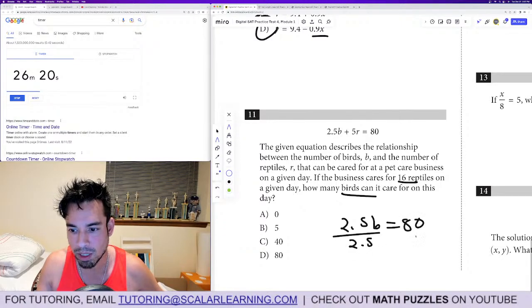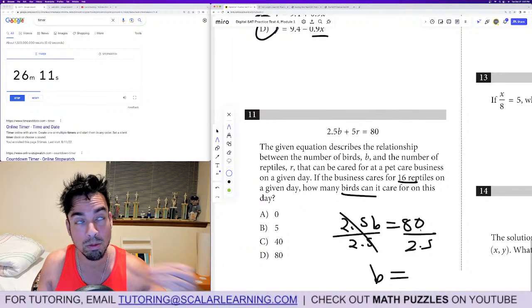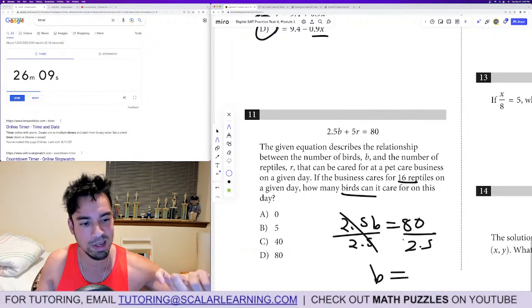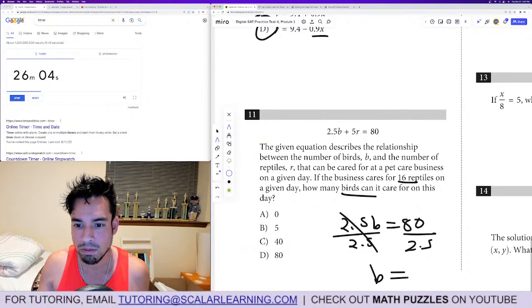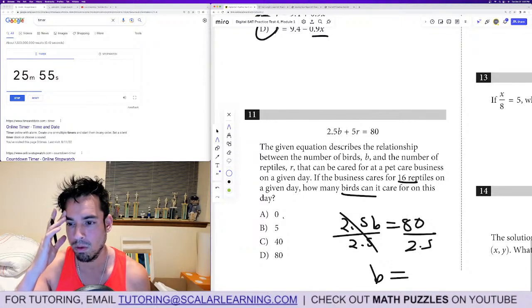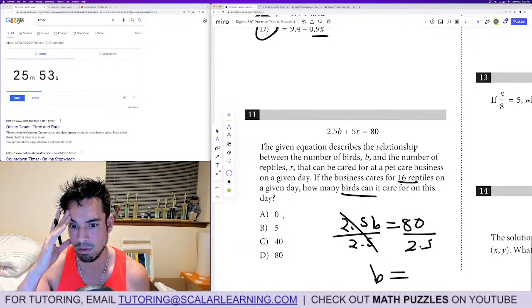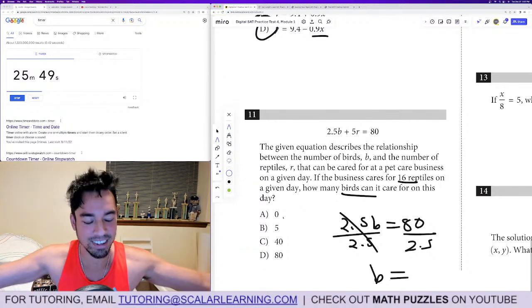Solve for this, we divide by 2.5, divide by 2.5, boom. B equals, now 2.5 is half of 5, so it's actually going to be double what we got with 5. With 5, it's 16. This is going to be, I was going to say 32. Wait. Oh. No, what am I doing? It's saying on the same day. I misread it. Okay, thank God they didn't have 32.